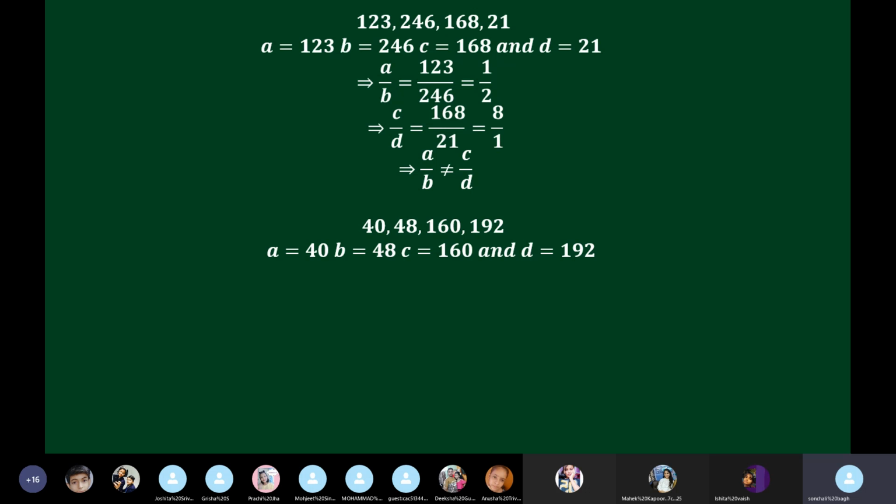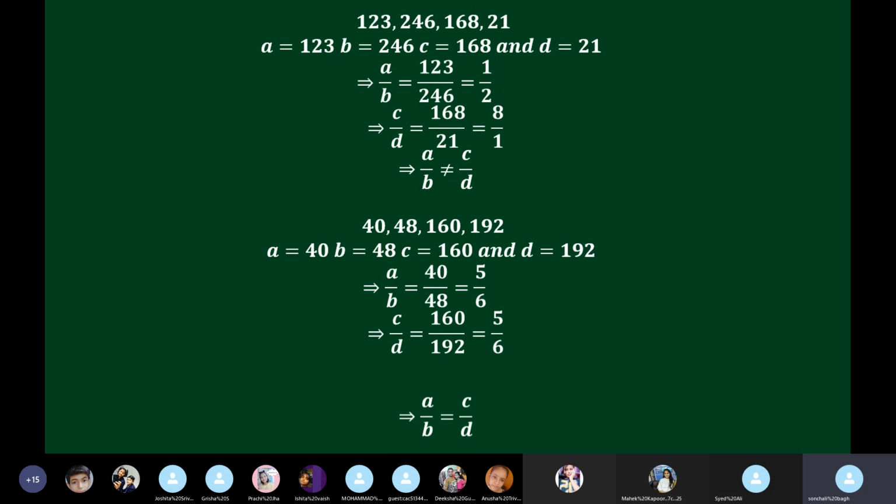A upon B, how much? Ma'am, A upon B is 5 upon 6. Okay. Now take out C upon D. Ma'am, C upon D is equal to 5 upon 6. Okay. So that means they are in proportion. A upon B is equal to C upon D. In the previous question we put the not-equal-to sign, and here we put the equal-to sign.